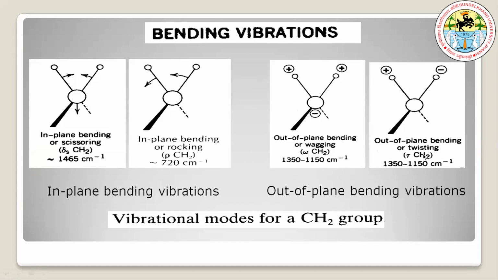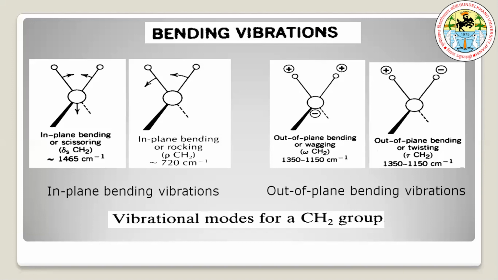These are the different modes of bending vibration. These two are in-plane bending vibrations and these two are out-of-plane bending vibrations. In-plane bending vibration is when there is no movement of atoms along the z-axis, so the vibration is only coordinated with x and y. Scissoring type of in-plane bending vibration happens when both atoms come together in the form of a scissor action. Rocking type of in-plane bending vibration is observed when both the attached atoms are moving in a circle, but they are not able to leave the plane.